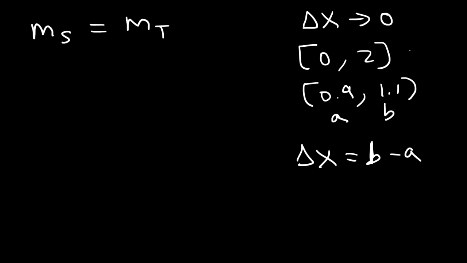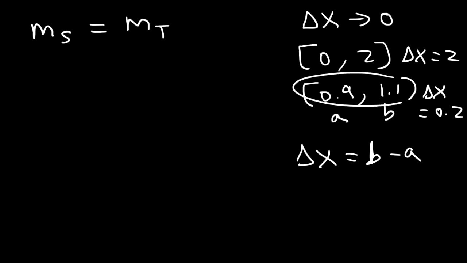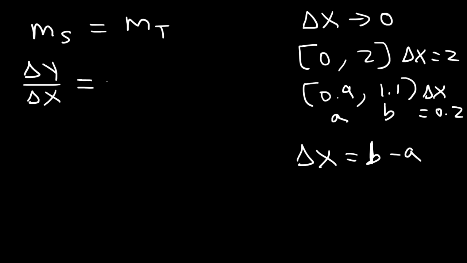So here, delta x is 2, and here the change in x values is 0.2. So 0.2 is a lot closer to 0 than 2, and that's why this gave us a better approximation of the slope of the tangent line. Now the slope of the secant line, we said, is the change in y values divided by the change in x values. The slope of the tangent line is basically the derivative at a certain value.